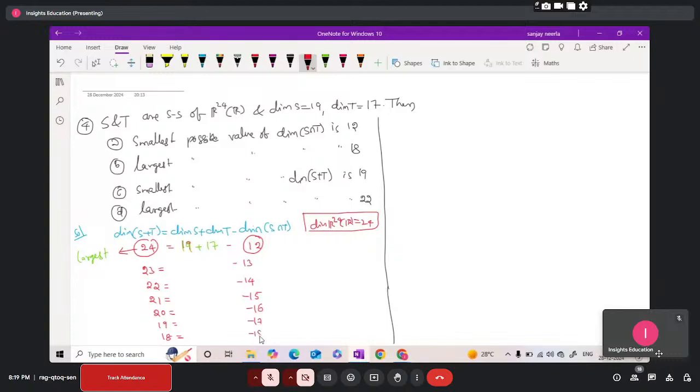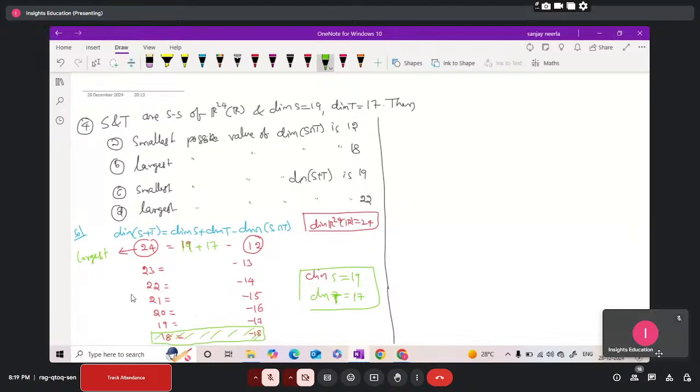Is 18 possible first? No, sir. Why? The dimension of the intersection would be 18. What is our S? S is a 19 dimensional space, and T is a 17 dimensional space. After adding, we will get a minimum of 19 dimensions. We will not get 17 dimensions. Am I clear? Yes, sir. So this one is not possible.